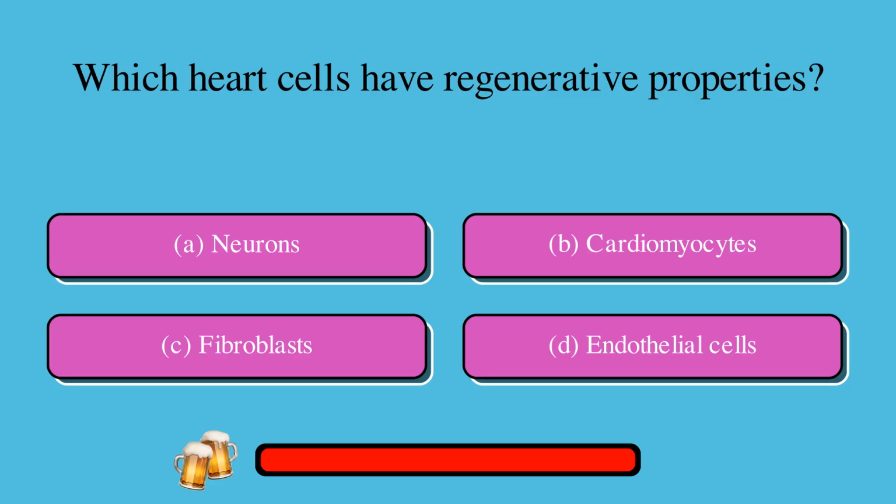Which heart cells have regenerative properties? A. Neurons, or B. Cardiomyocytes, or C. Fibroblasts, or D. Endothelial cells? The correct answer is B. Cardiomyocytes.